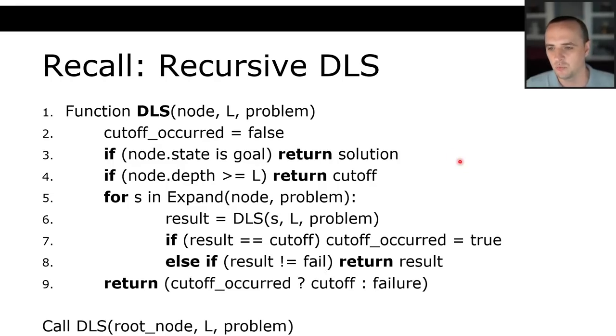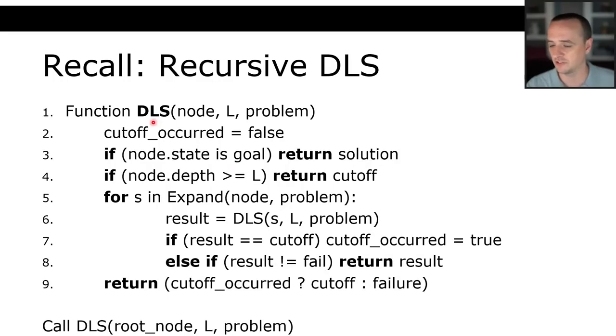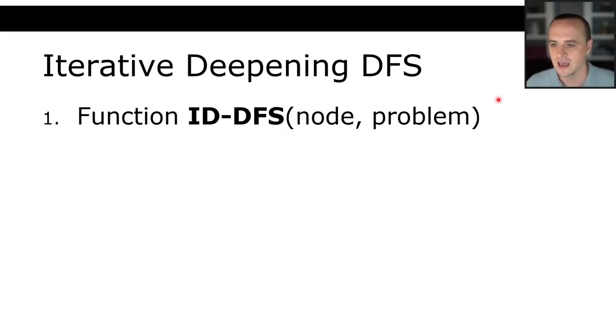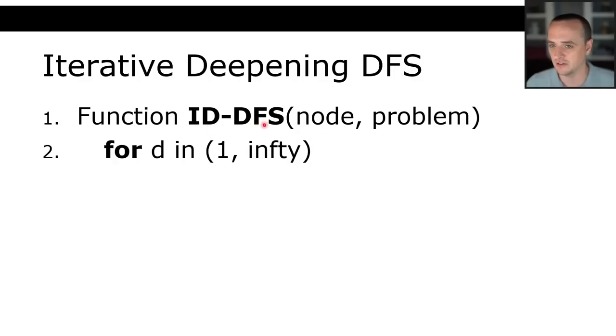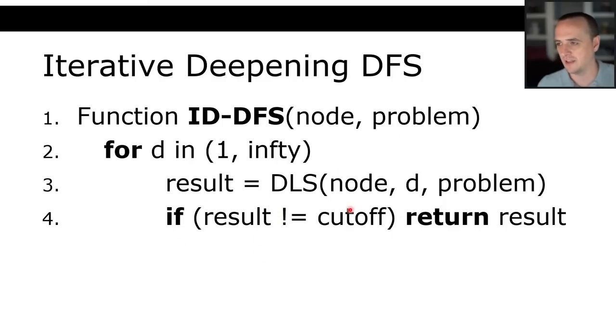So this was the algorithm for recursive depth-limited search. I'm not going to go over this too much because you're not implementing it in the course. So for iterative deepening, this was the algorithm. We've already talked about that. Iterative deepening depth-first search looks like this. We have this function, depth-limited search, which takes in a node, a limit, and a problem. And for iterative deepening depth-first search, we're going to say for d from 1 to infinity, call depth-limited search with d as the limit. If the result wasn't a cutoff, meaning that we didn't hit a cutoff on the limit, then we have some sort of result, okay? And that's it. It's such a simple conceptual algorithm to implement, and it has really nice properties.